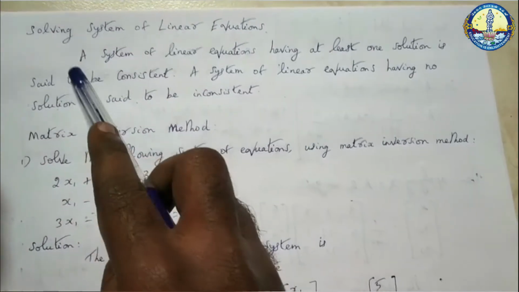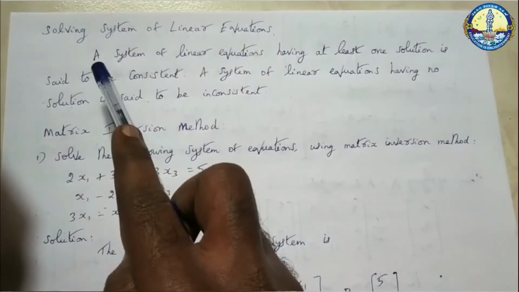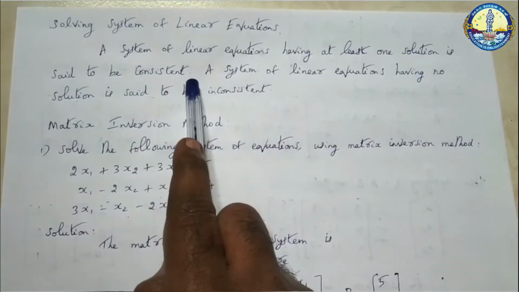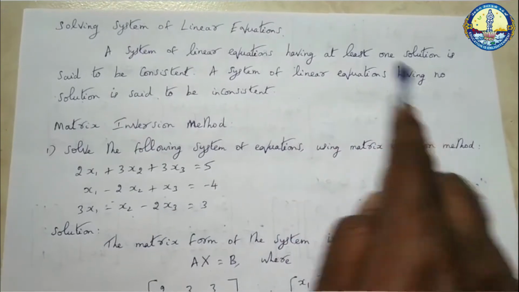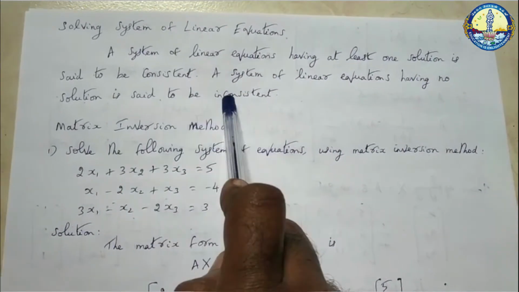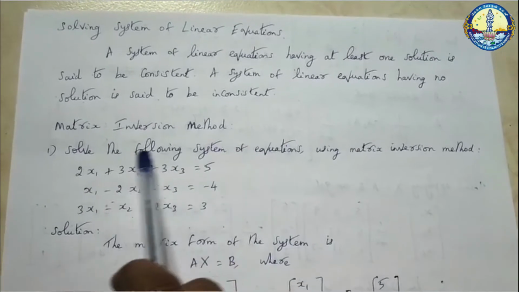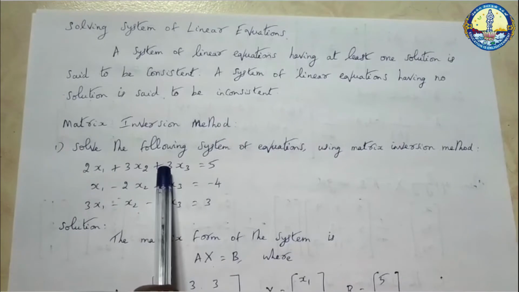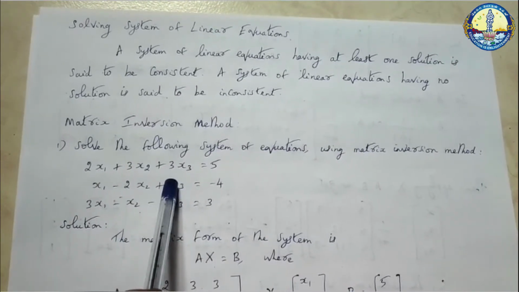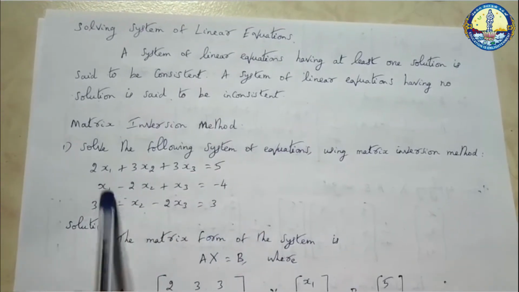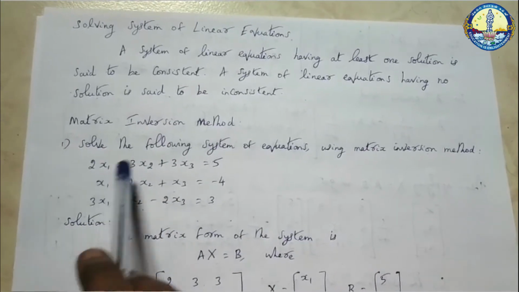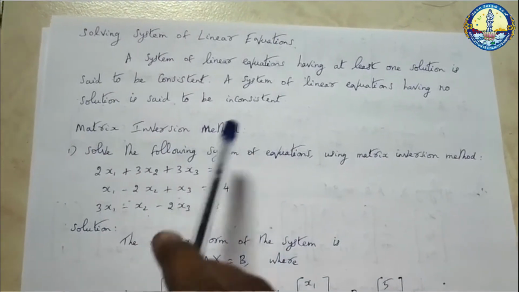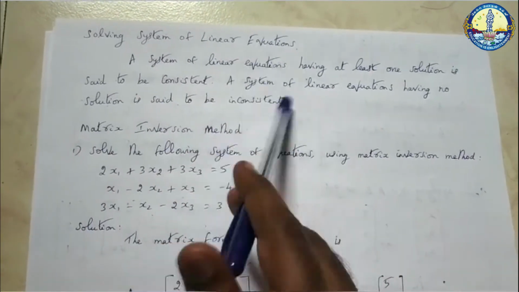So the next method is solving a system of linear equations. A system of linear equations having at least one solution is said to be consistent. A system of linear equations having no solution is said to be inconsistent. For example, this is a system of linear equations: three equations with three variables. For this system to be consistent means it has a solution, that is, we will get values for x1, x2, x3. If we don't get values for x1, x2, x3, the system of equations is inconsistent. This we'll see later.